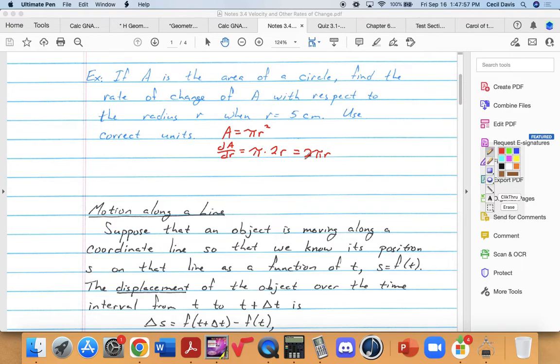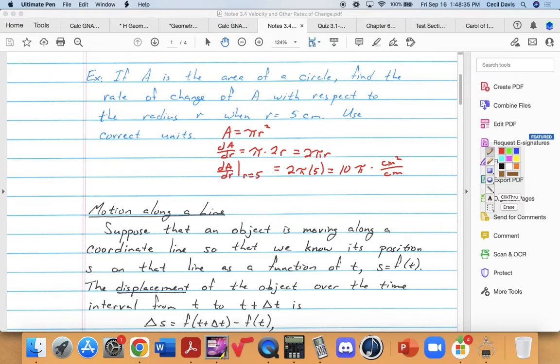Okay? So we want to know at r equals 5 centimeters, so dA/dr evaluated at r equal to 5 centimeters is going to be 2 times pi times 5, so it's 10 pi. And the units, notice it's the change in area over the change in radius. And the units were centimeters. That's square centimeters per centimeter.